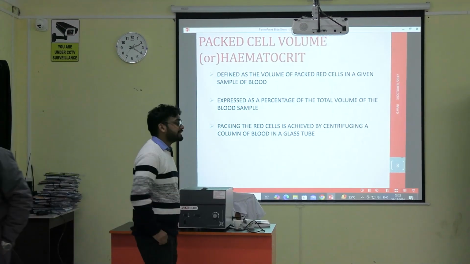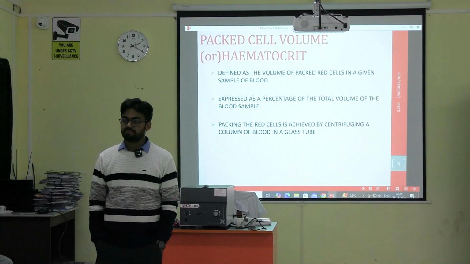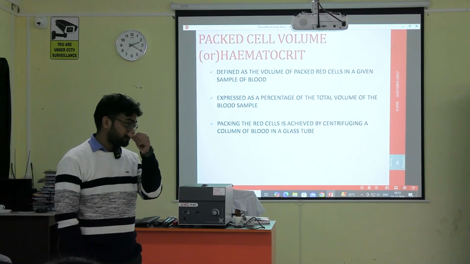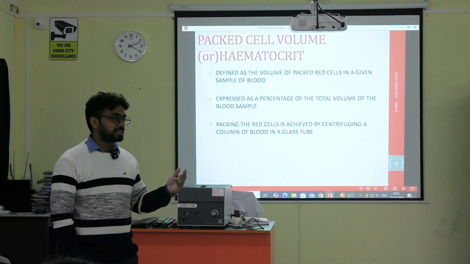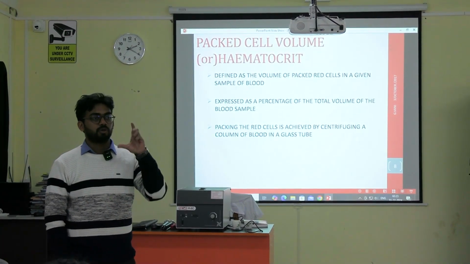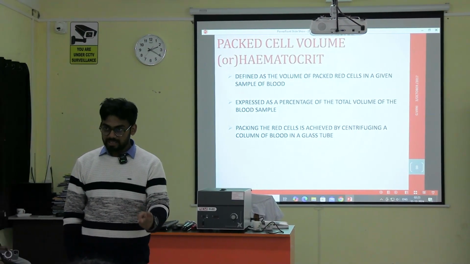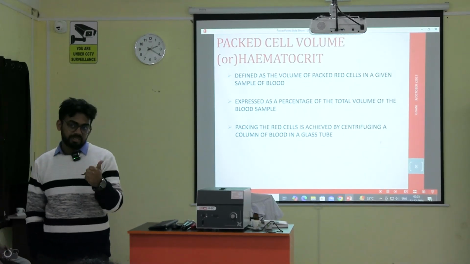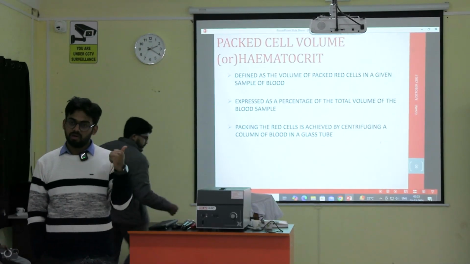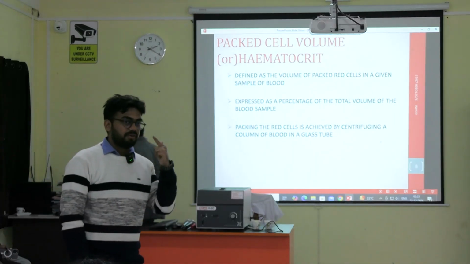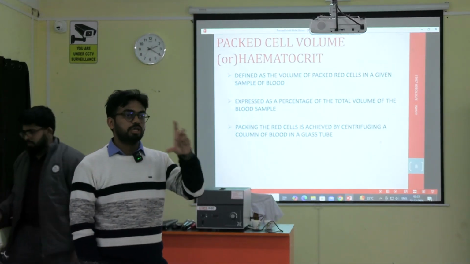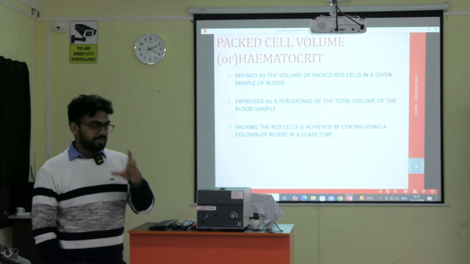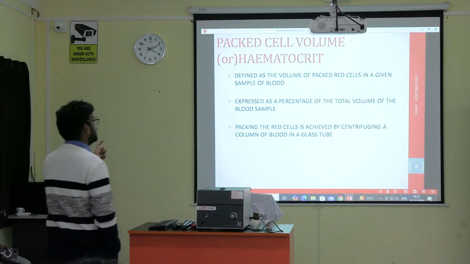It is expressed as the percentage of the total volume of the blood. We say the PCV of a person is 45%, 40%, 46%. What does this mean? If we consider 100 ml of blood, it contains 46 ml or 45 ml of RBCs. Whatever the value, hematocrit is the volume of the RBC. Getting it? The volume of RBC is the packed cell volume.